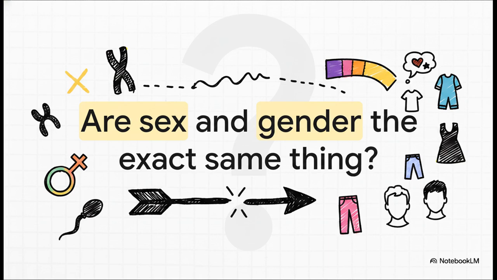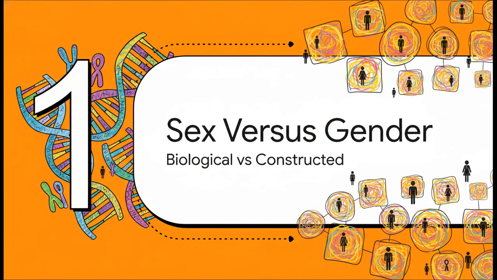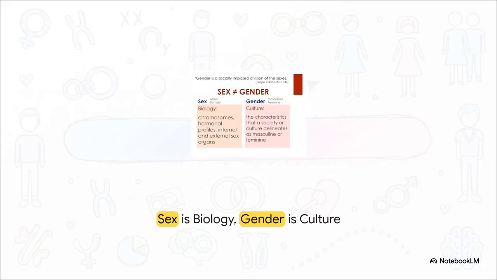Okay, so let's tackle the biggest assumption right out of the gate. Are sex and gender the exact same thing? I mean, in everyday conversation, people swap these terms all the time, right? Like they're totally interchangeable. But scientifically and sociologically, they actually reflect very different aspects of who we are. Section 1. Sex versus gender. Biological versus constructed. It's incredibly helpful to draw a hard line between these two concepts.